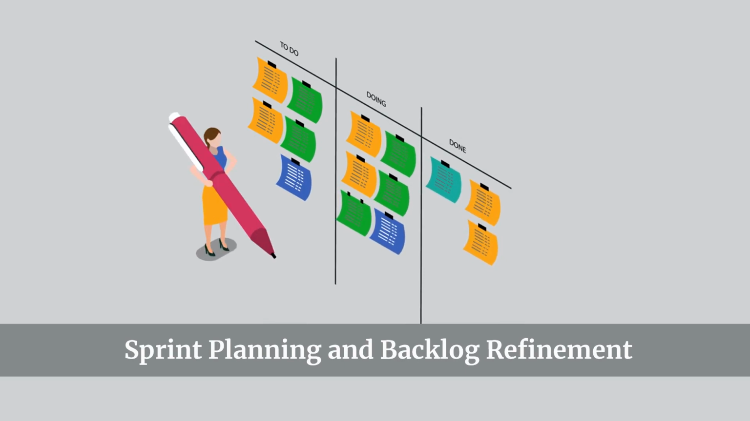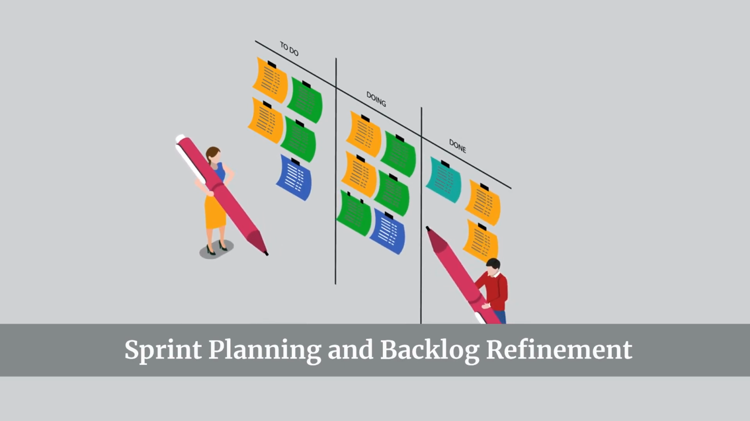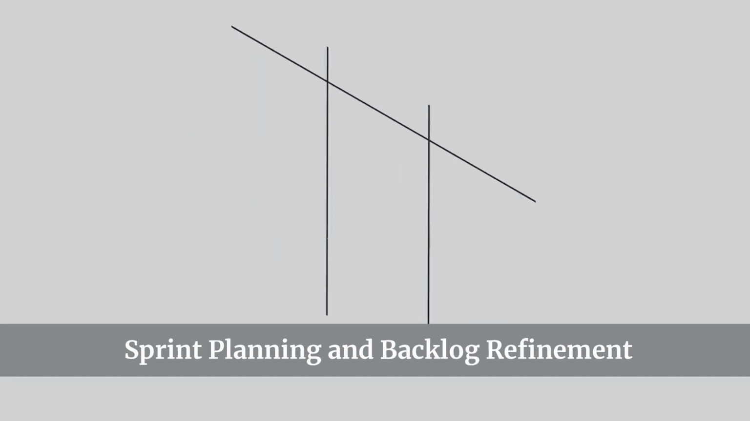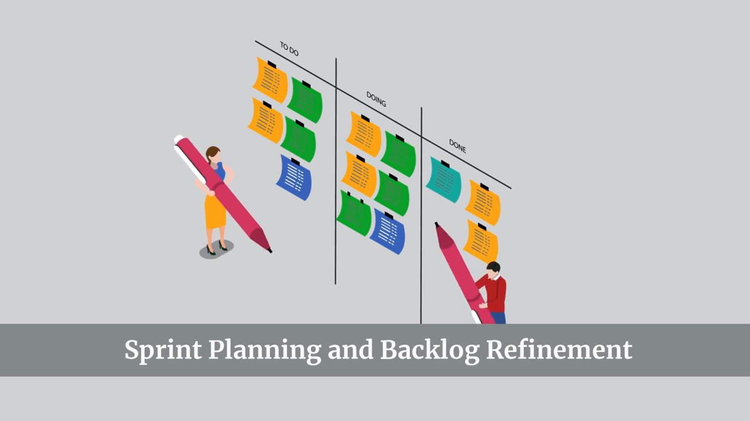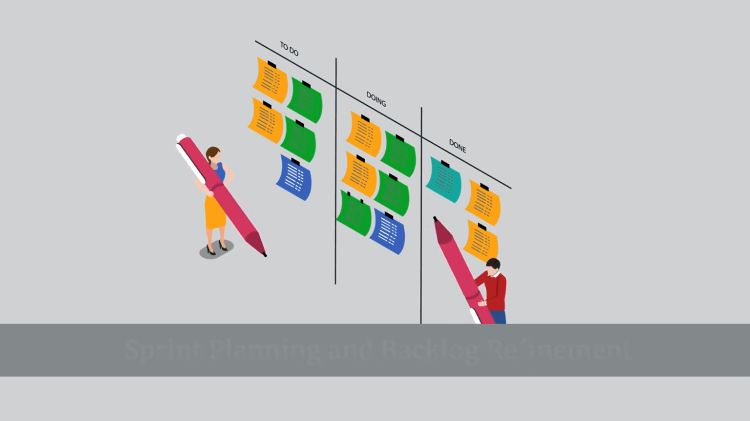6. Sprint planning and backlog refinement. Conduct sprint planning meetings to select backlog items for the upcoming sprint. Refine the backlog regularly to ensure that it is well groomed and ready for planning.